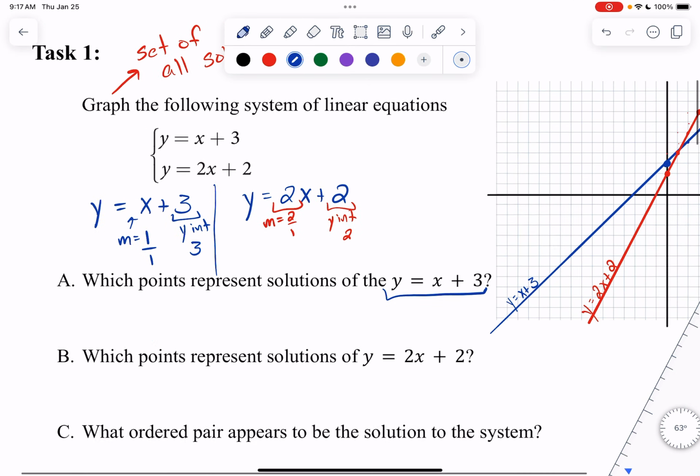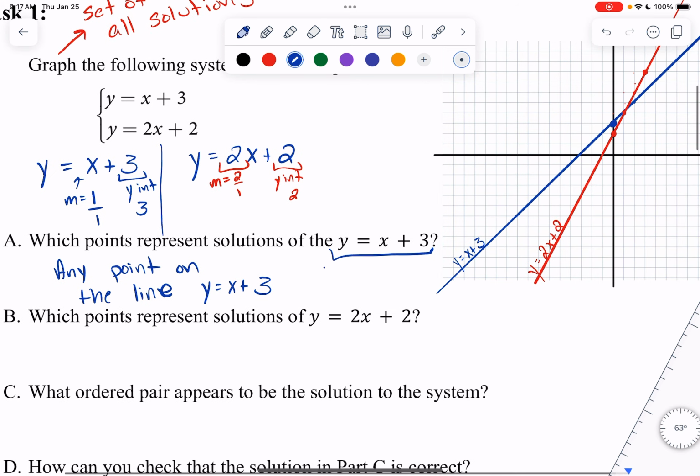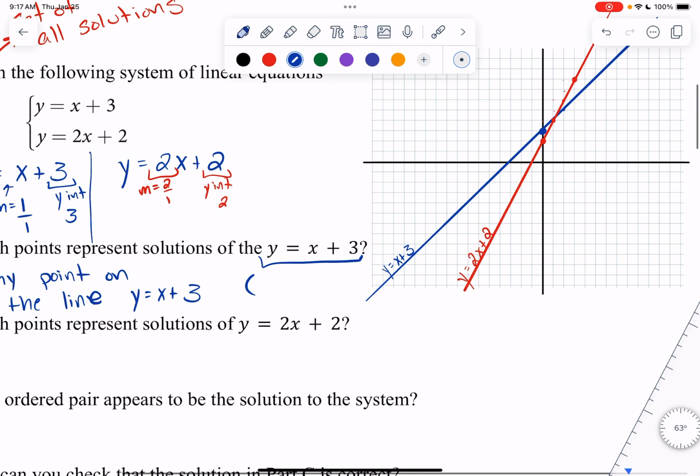So which points represent solutions? Basically any point on the line y equals x plus 3. So I can just name some points. The point 0, 3 worked. -2, 1, right there. -4, -1 works.